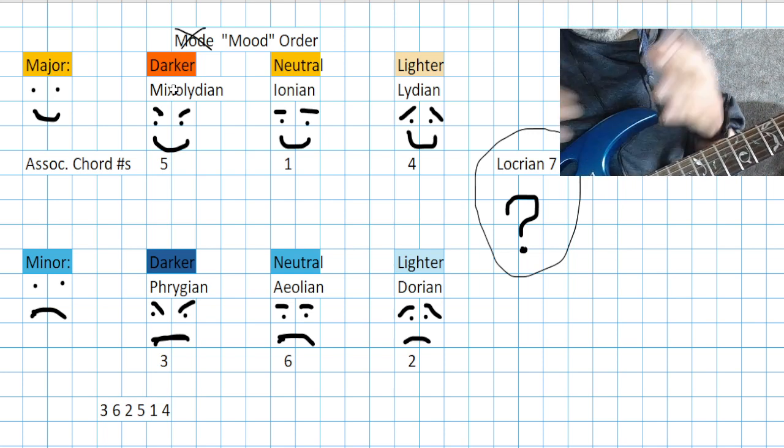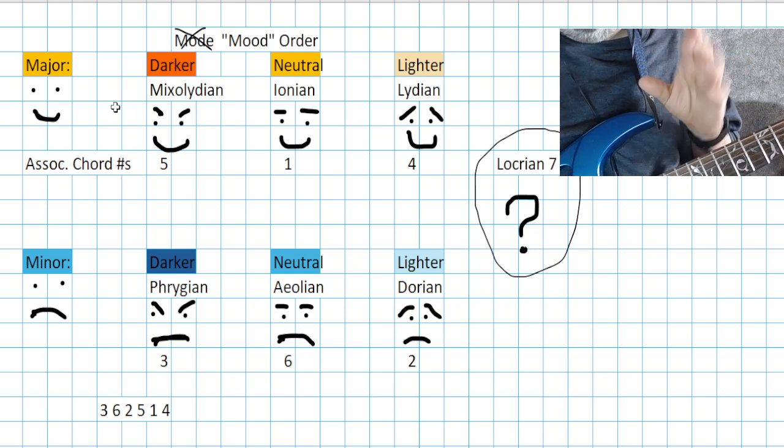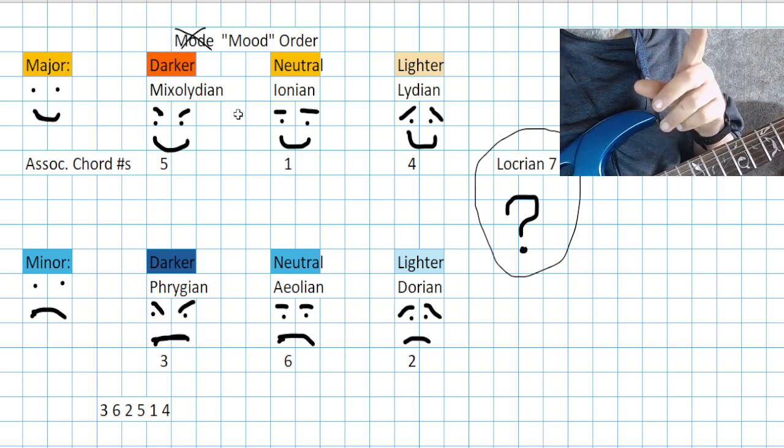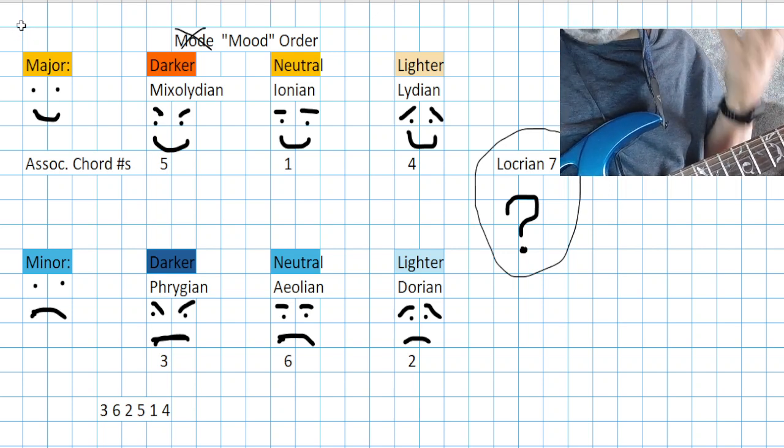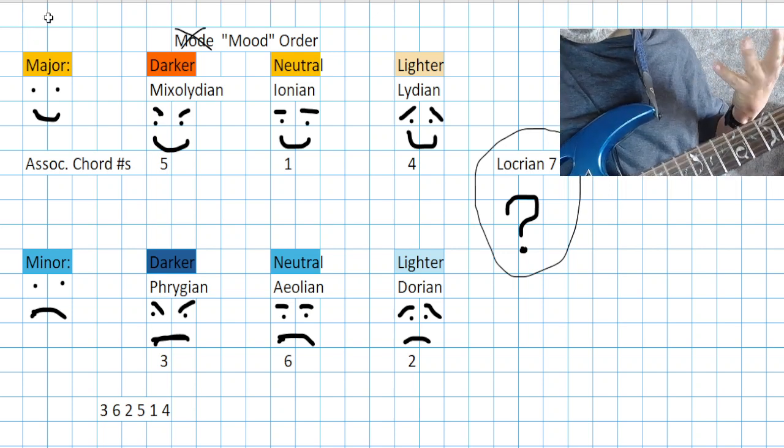So here it is, the first defining factor. Okay, maybe let me say first that there's 7 modes to the major scale because there's one from each note. There's 7 notes in a major scale: do, re, mi, fa, sol, la, ti, do.